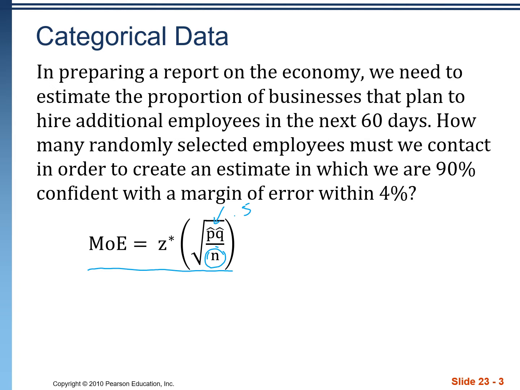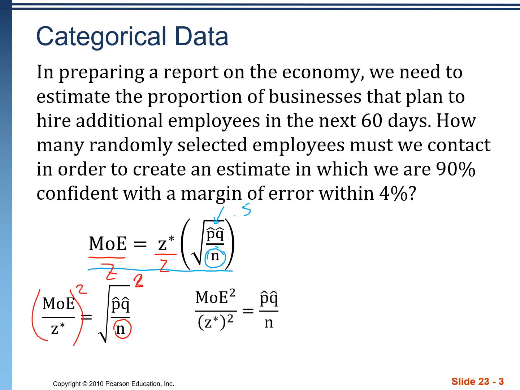What I like to do is rearrange this at the start. So I want to get this n by itself. To start, I want to move this z to the other side, so I'm going to divide by z on both sides. Now I have this: margin of error divided by that critical z-score equals that standard error. To get the n by itself, I'm going to square both sides.